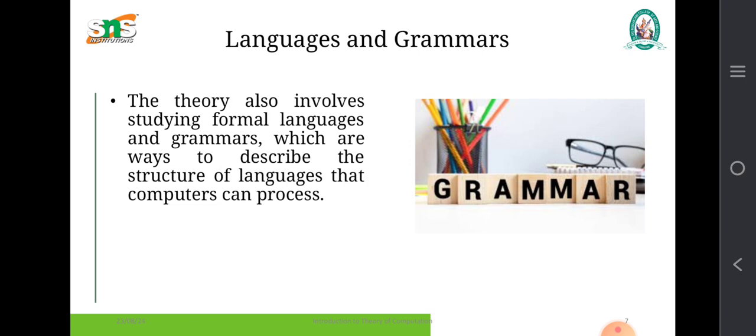Next one is languages and grammars. What do you mean by that? We have different languages, and each and every language uses a grammar. What is a grammar? That is the rules to be followed. The theory also involves studying formal languages and grammars, which are the ways to describe the structure of the language that the computers can process. This is not related to software languages. Okay, so this we will discuss later in detail.